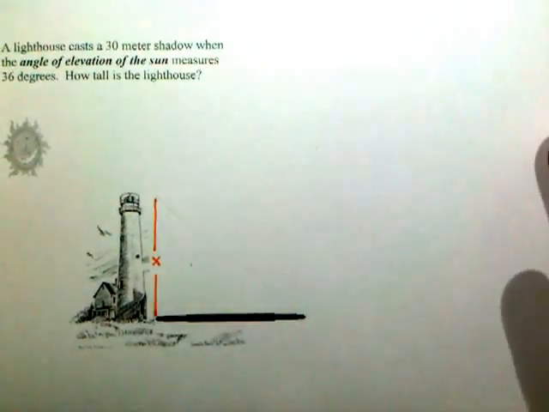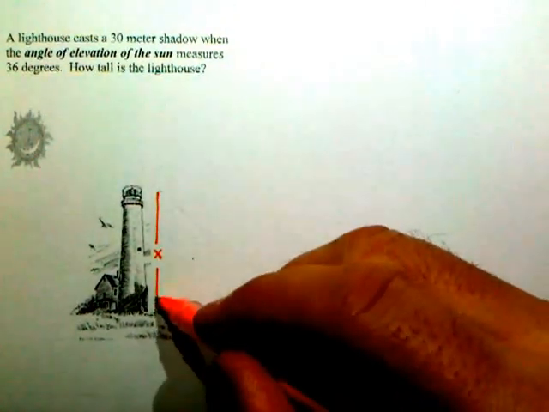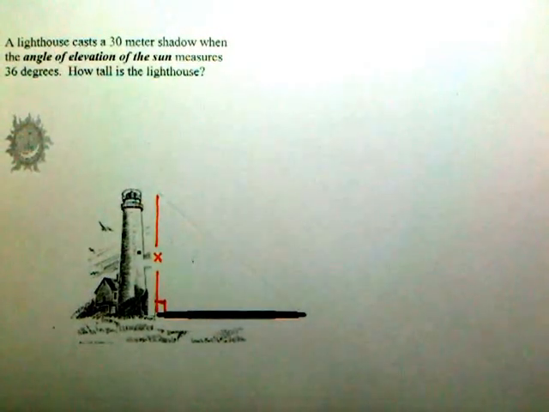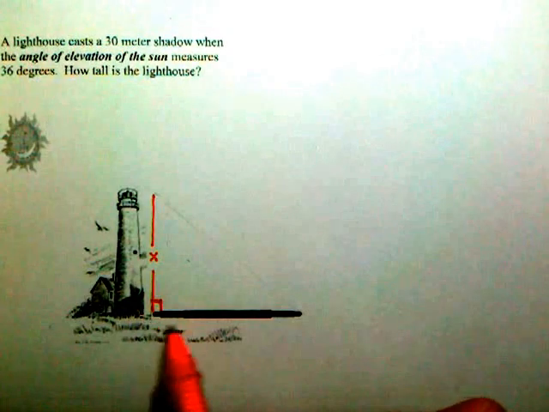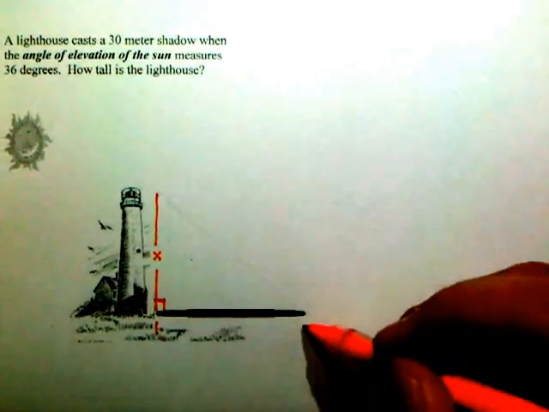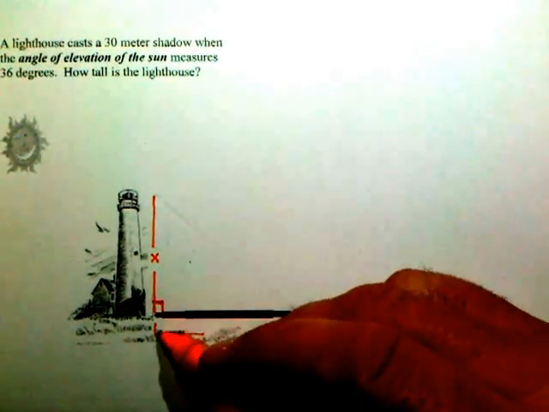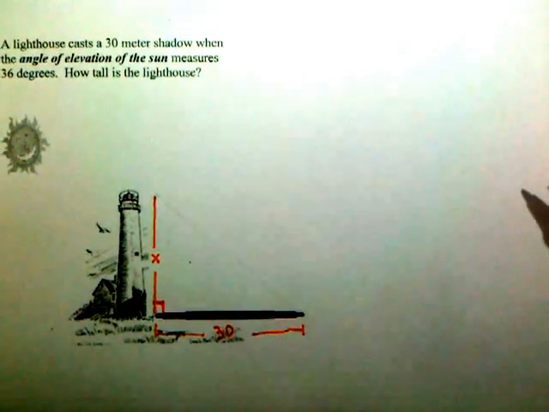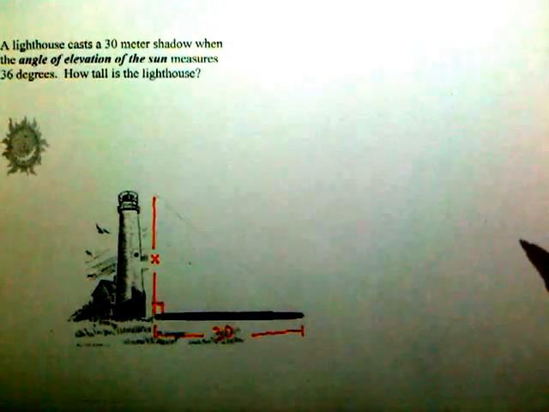Now we're going to always agree that buildings and the ground are perpendicular. Here's the lighthouse. Here's the shadow of the lighthouse. The shadow of the lighthouse is 30 meters. Always draw a picture. Extremely important. Draw a picture.